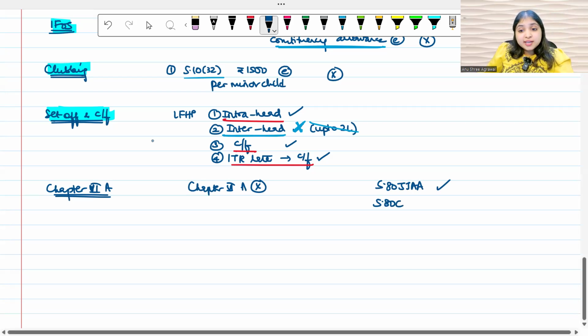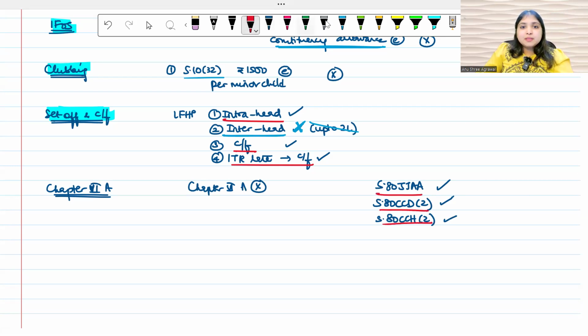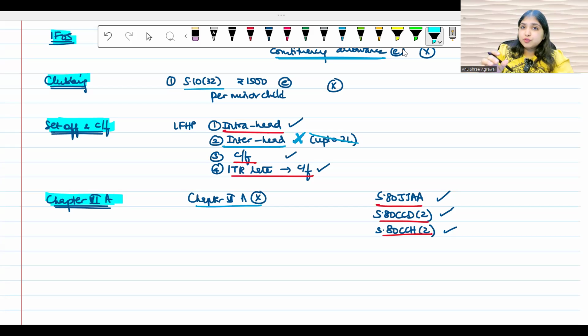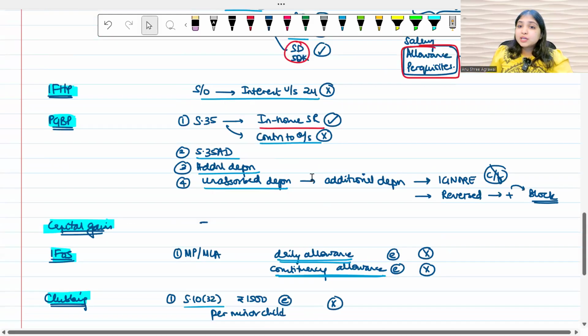Then section 80CCD(2), employer's contribution to NPS, that you can continue to enjoy. Then section 80CCH(2), employer's contribution to Agniveer Corpus Fund, even this you can continue to enjoy. So these 3 you can continue to enjoy, but the rest of chapter 6A you will not be able to enjoy under 115BAC. Getting it? So these are all the benefits which will get taken away from you under 115BAC. You've understood, right? Can I give you a quick revision once again?